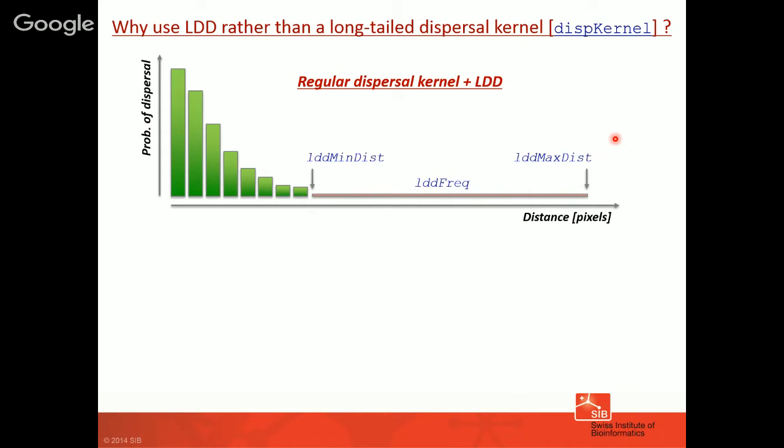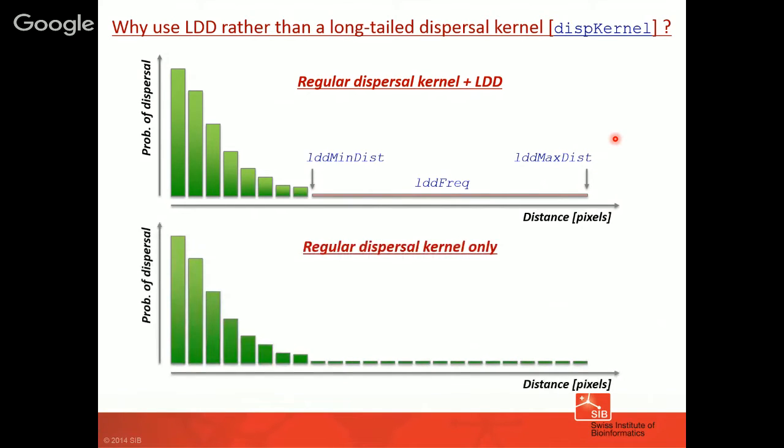So at this point, you could ask, okay, but why do I need this long distance dispersal? Because in fact, I could just model this kernel shape with regular dispersal. I would just make a longer kernel and just add very, very tiny probabilities of dispersal to cells that are located at a long distance. Well, of course, it's totally possible to do that, but the main problem that you're going to face here is that if you want to extend this kernel to a very long distance, you're increasing exponentially the number of cells that are within your search radius, and this will take a long time to compute.